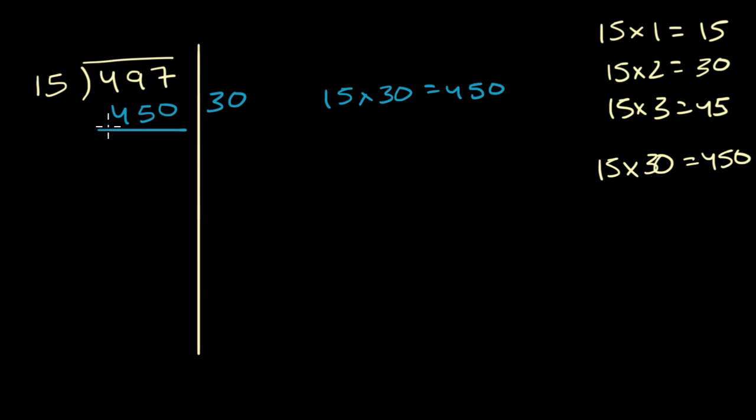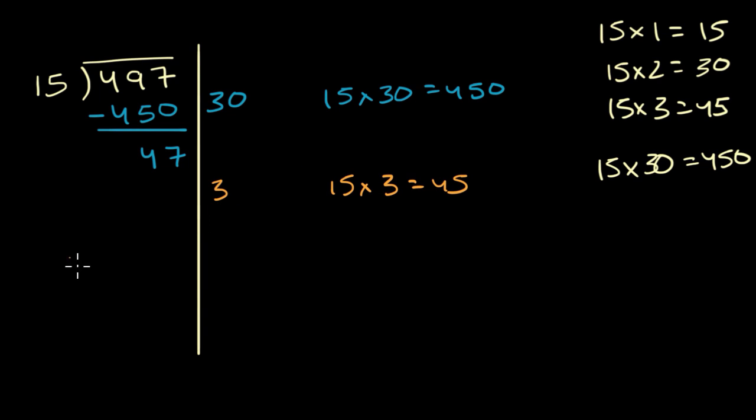Well, 497 minus 450 is going to be, we get a 7 here, we get a 4 here, it's going to be 47. So I still have more 15s that I can fit into this, because 15 definitely goes into 47. Well, we know that 15 times 3 is 45. So let's go in exactly 3 times. Let me write this right down here. 15 times 3 is equal to 45.